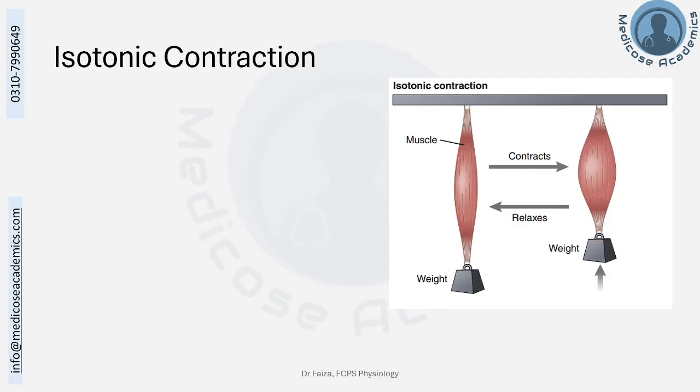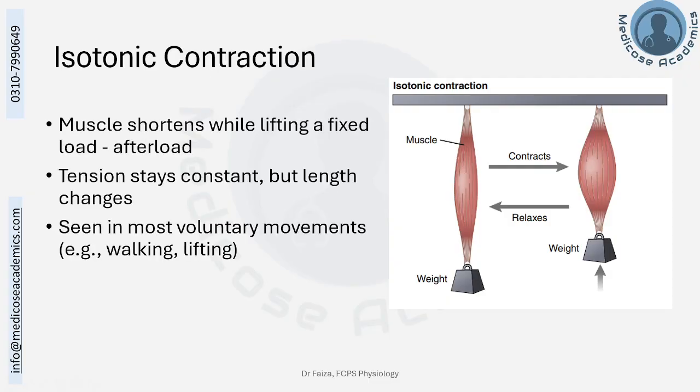Isotonic contraction, the tone is constant, afterload is constant, and the muscle has shortened. Muscle shortens while lifting a fixed load. For example, you are lifting a heavy bucket full of water from ground to your shoulder, and you are shortening your muscles, but the afterload which you are lifting is still constant. Tension is constant, afterload is constant, muscle is shortening, length is shortening. Another example is in your daily life, when you are walking around, your muscles are shortening, but your weight is constant, gravity is constant, afterload is constant.